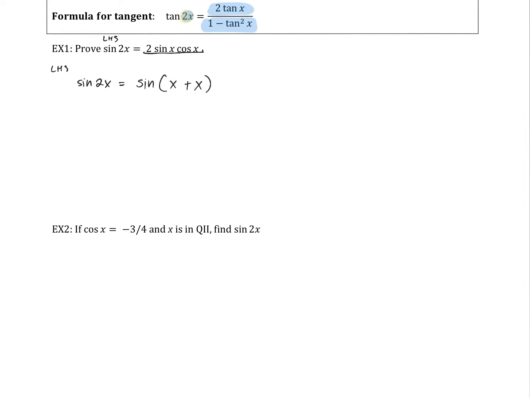Well, sine 2x is the same as sine of x plus x, right? And we recognize that that is the addition inside of sine. We can rewrite that using our formula, sine x cosine of x plus cosine x sine of x. And if you'll notice, these two are the exact same thing, which means that is equal to 2 sine x cosine of x. And we're done, so we can go ahead and write that, or you could write QED.